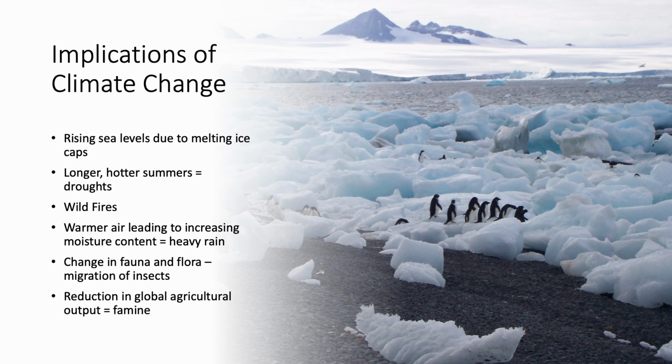And finally, all of these different factors contribute to potentially a reduction in global agricultural output, which may lead to an increase in famine and therefore things like an increase in global migration as people move away from areas of the world which are just not habitable anymore and seek to find new areas to live in. So I think it's really significant in terms of the wide-ranging implications of climate change.